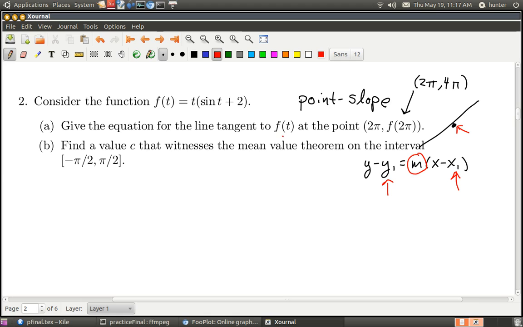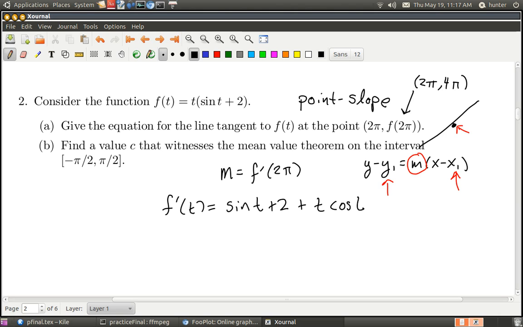It's because the slope of the line through this point is exactly f prime of 2 pi. So the slope, m, is just going to be f prime of 2 pi. So let's figure out what that is. f prime of t, I use the product rule. This gives me sine t plus 2 plus, now the t stays there, and the sine becomes cosine t.